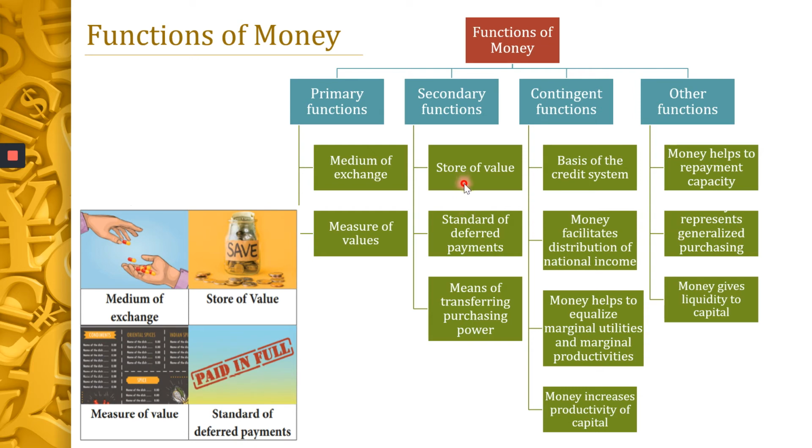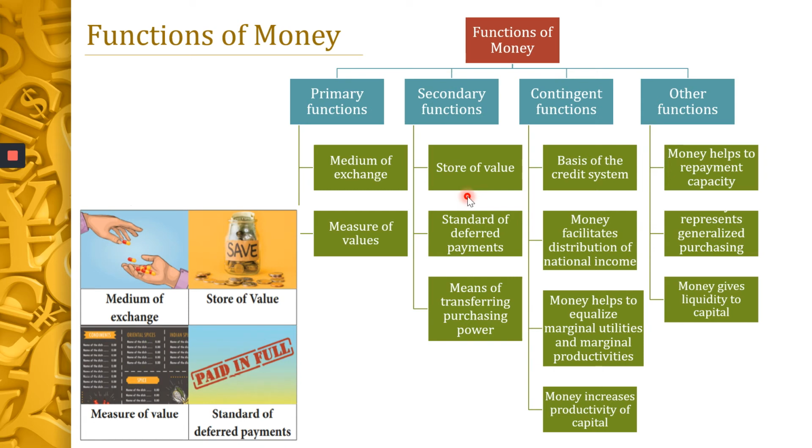So money serves as a store of value. This is the most important function of money. Under secondary functions, the first one is store of value. Savings done in terms of commodities were not permanent. But with the invention of money, this difficulty has now disappeared, and savings are now done in terms of money.